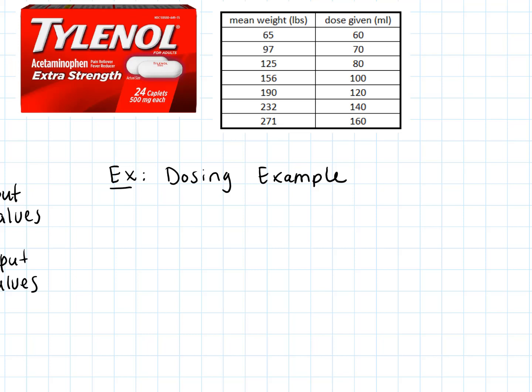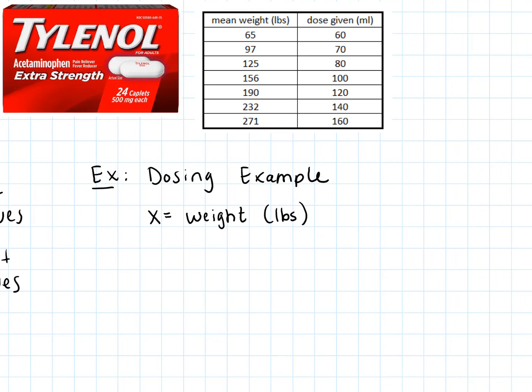So if this is our dosing example, X is going to be the weight of the patient in pounds. That's because weight is independent. It does not depend on the other variable at all. It is also given in the first column of our data, but beyond that, it is the independent quantity here. How much a patient weighs is independent of anything else. Or you can think of it as an input, right? A patient walks into a doctor's office or walks into their medicine cabinet and they have a certain weight, and that's independent of anything else that's going on in the situation.